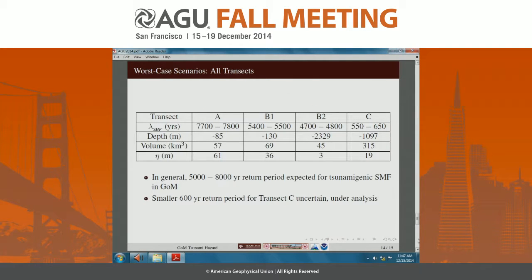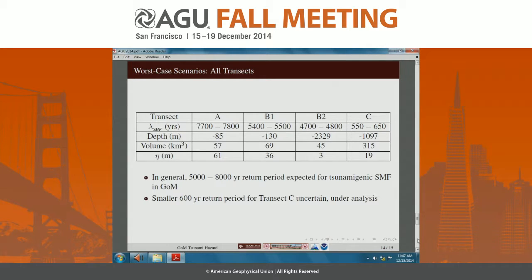And then a general overview over all of the transects to see what our expected return periods approximately could be. We see that for transects A and B, we can expect a tsunamigenic SMF event of about 5,000 to 8,000 years. Transect C is quite a bit lower at 600 years. There may be some uncertainty in the data that we're using for that one, so we're currently analyzing that to see where that could be coming from.